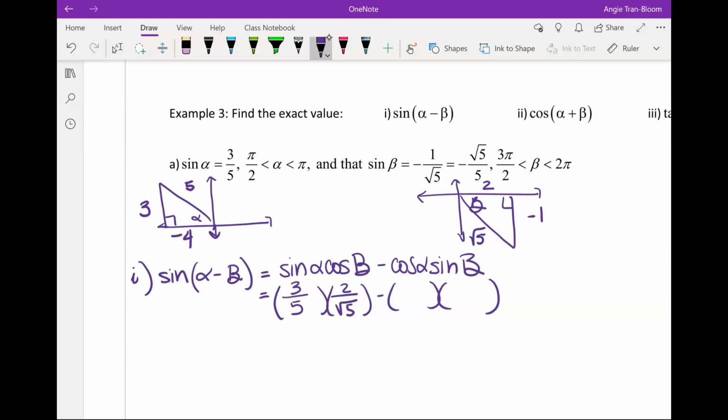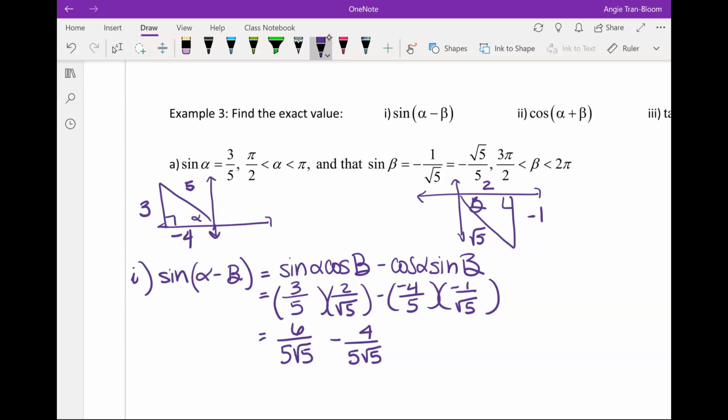All right, Christina, cosine of alpha. Negative 4/5. Is that okay? Yes. Sine of beta, Anila. Negative 1 over root 5. Now, if you want to rationalize right away and then write it in, totally fine by me. No big deal at all. All right. This is going to be 6 over 5 root 5 minus a negative times a negative, which is a positive 4 root 5. 4 over 5 root 5.